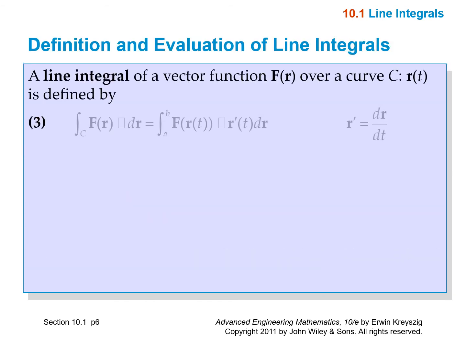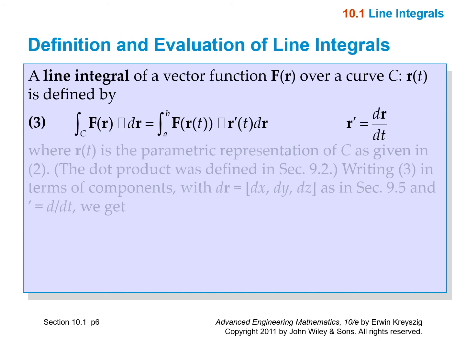Now the definition of a line integral on a curve can be written as the integral over C, with C as a subscript, of f of r dot dr. Similarly, if we use the parameterized r of t, then it becomes the integral from a to b of f of r of t dot r dash of t. So this is actually the line integral.